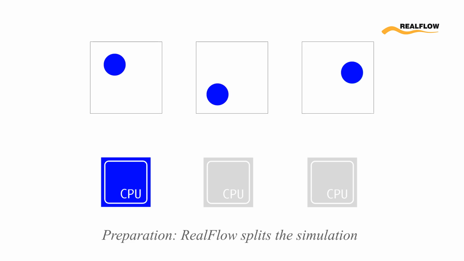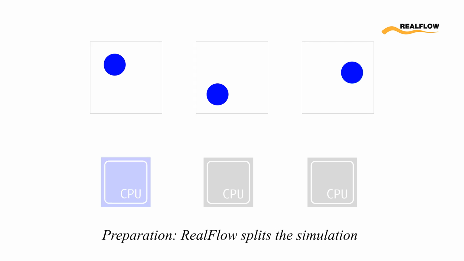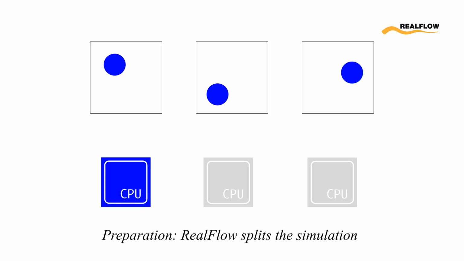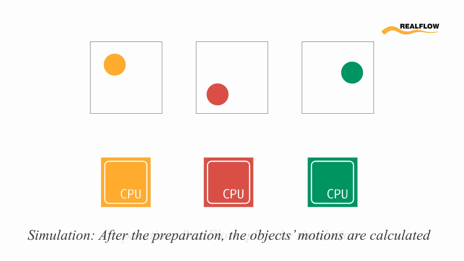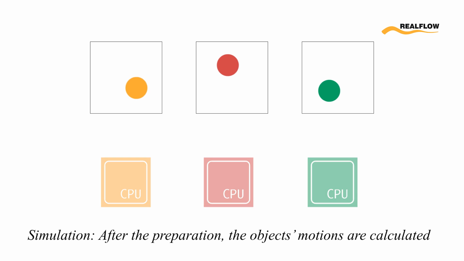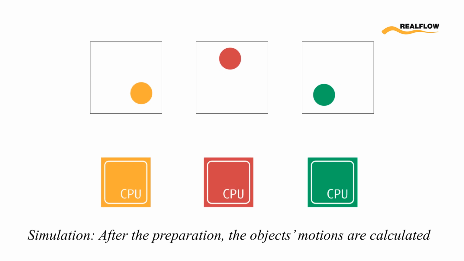Please take a look at the illustration. There, you can see that ReFlow subdivides the simulation step into several processes and sends them to the computer's CPUs. It takes a certain amount of time to split the simulation, and it also takes some time to compute the particle's behavior. With very few particles, the preparation step can even take longer than the simulation step.